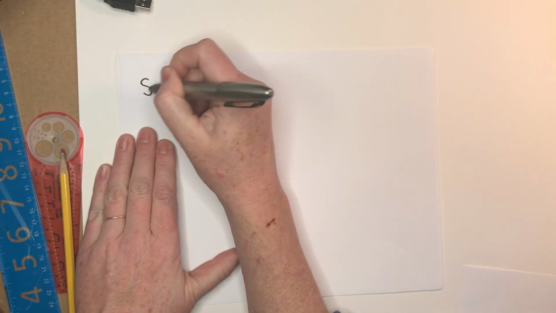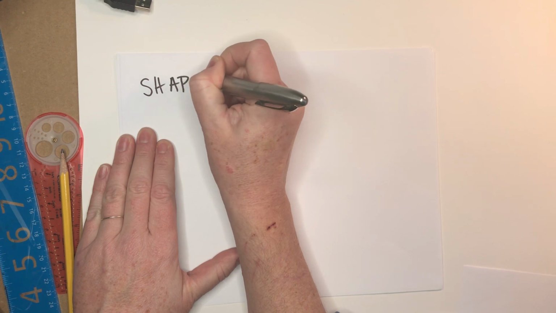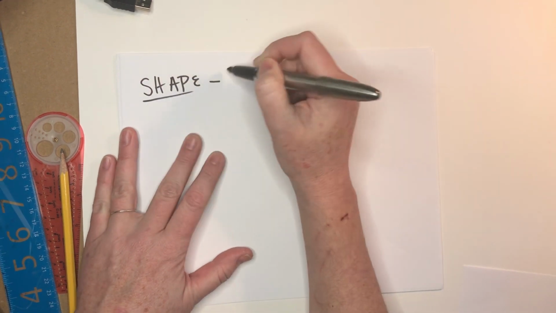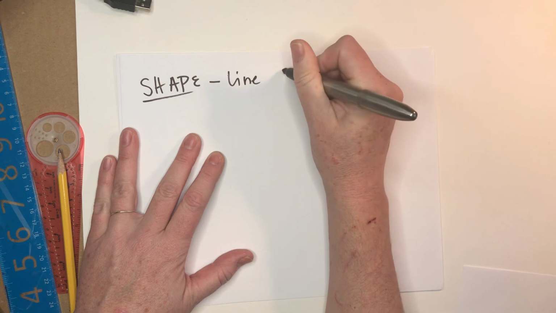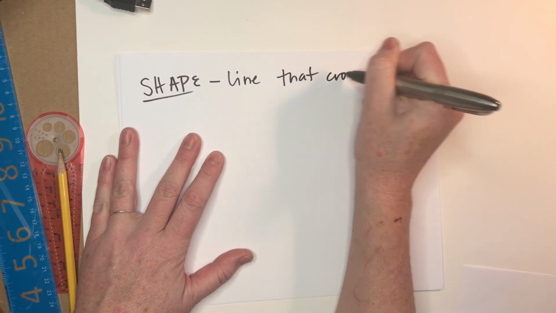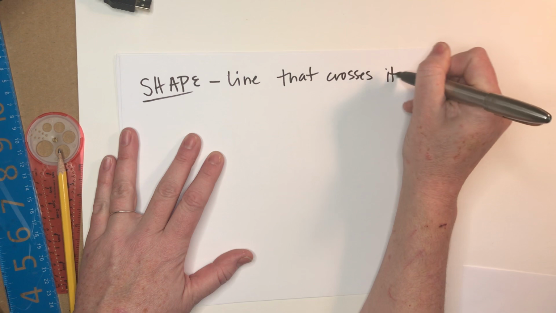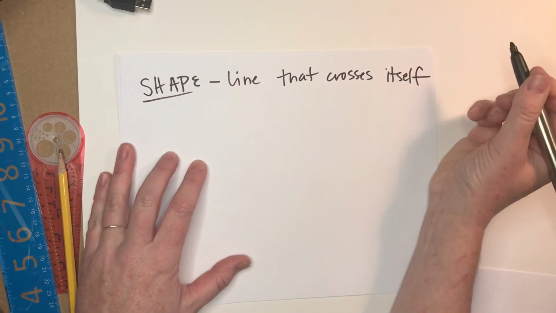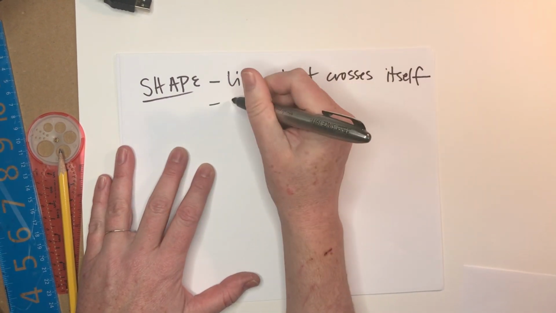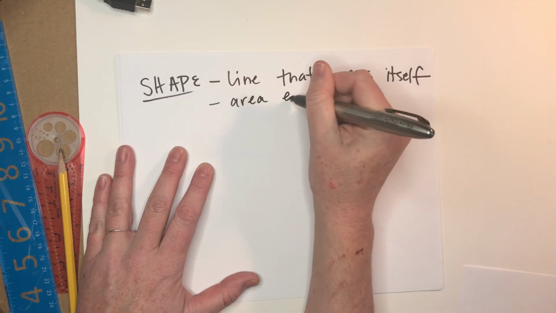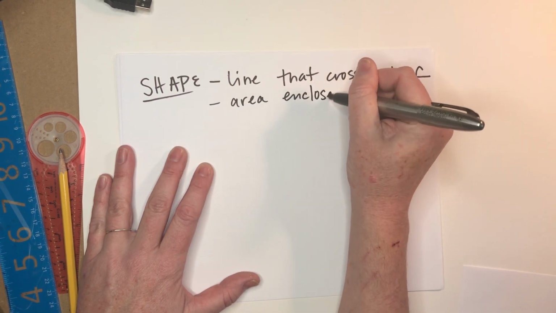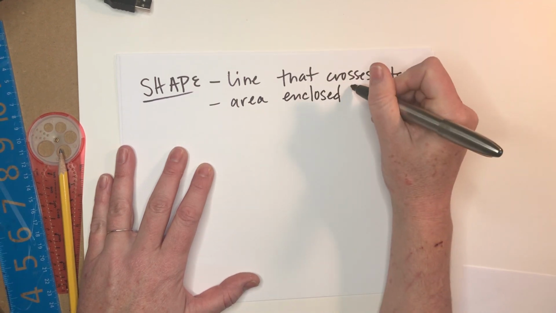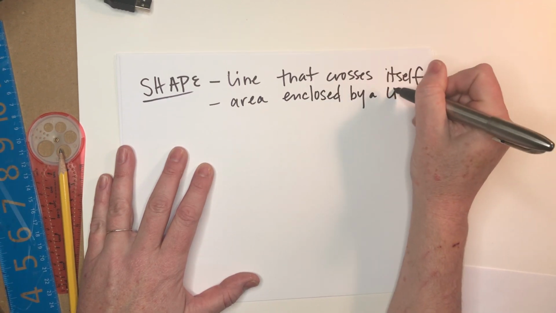So there is a definition of shape. A shape is basically a line that crosses itself. You could also say it's an area. You'll see a few different definitions, but whichever one floats your boat: an area enclosed by a line.